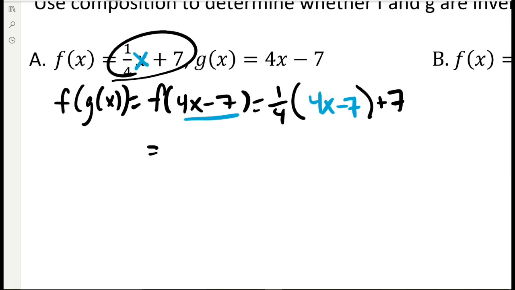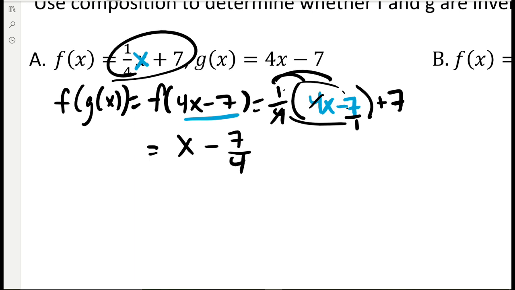All right, so now we're going to distribute. We have 1/4 times 4. Well, it's just going to cancel out, giving me x. And then 1/4 times minus 7. Remember, minus 7 is minus 7 over 1. And then 7 times 1 is 7, and 4 times 1 is 4. So it's become minus 7 over 4. And then we got plus 7.